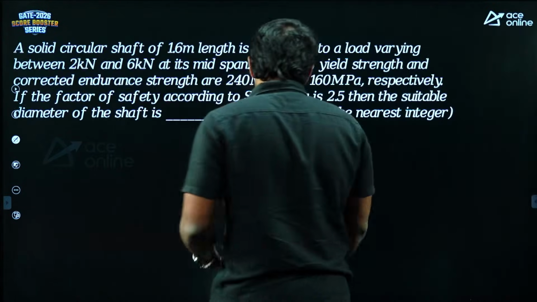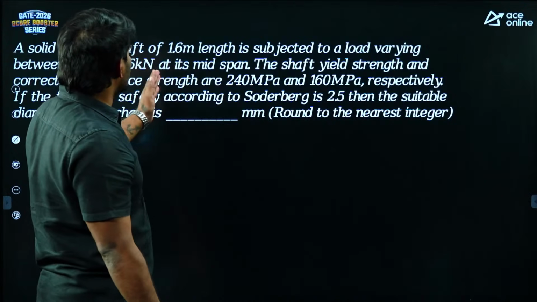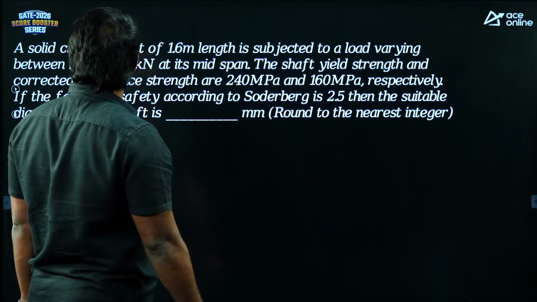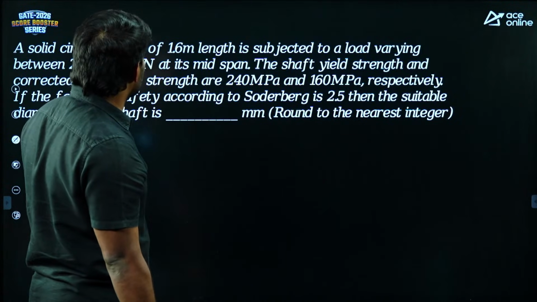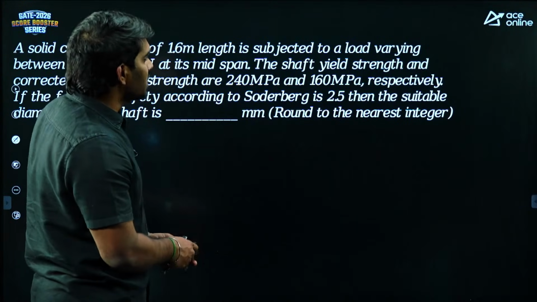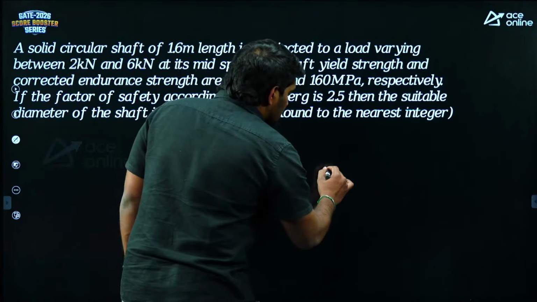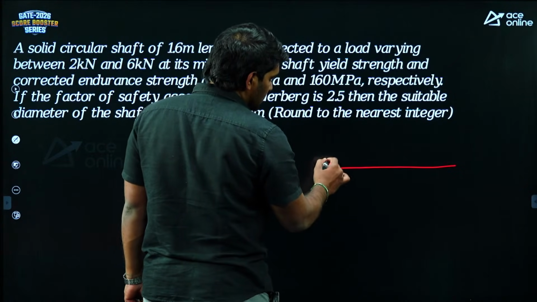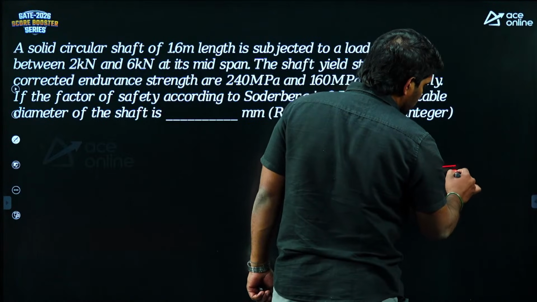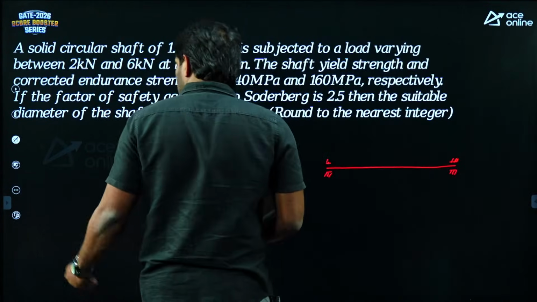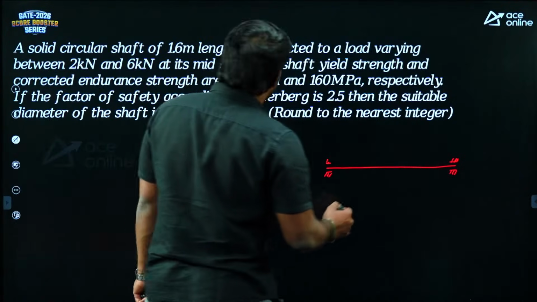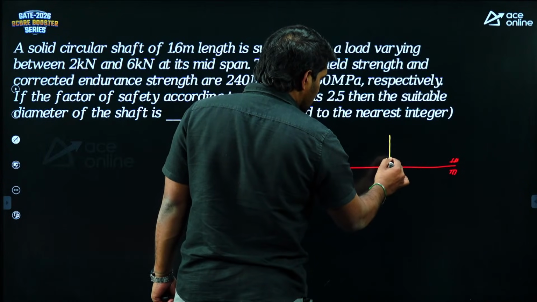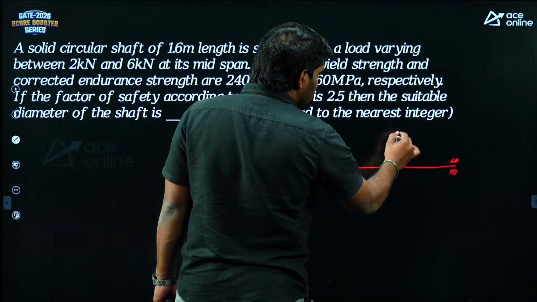How to find this? He says that there is a solid circular shaft of 1.6 meter length. It is subjected to a load which is varying between 2 kilonewton and 6 kilonewton at its midspan. So here, let's assume that this is a simply supported beam. There is a point load exactly at the midspan. Let's assume that this is the load acting here. Let this be P.